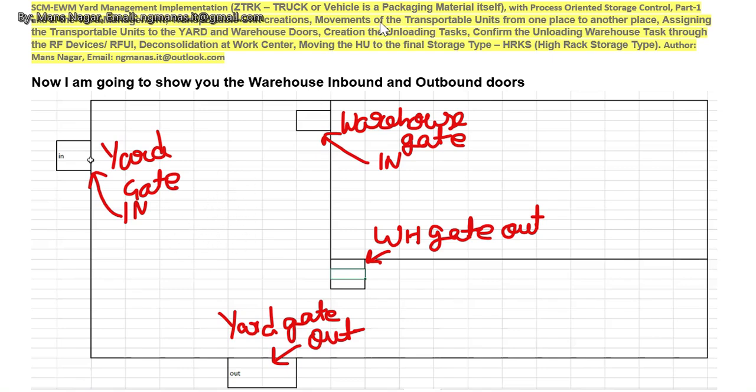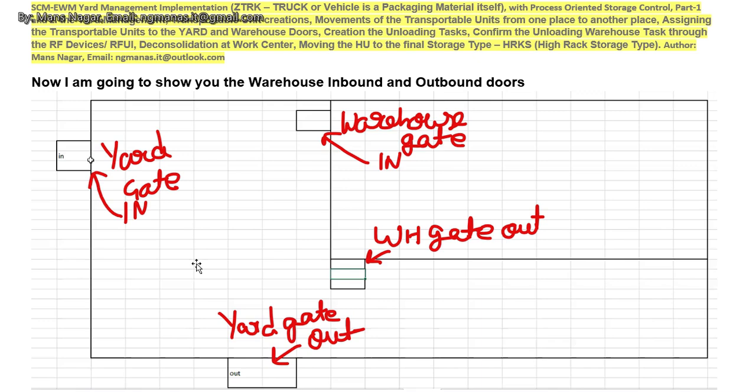So that's why the transportable unit here I linked with the yard storage type. This entire area you see is one storage type, which is not permanent. Here we cannot put the material or product. This is just a temporary storage type.